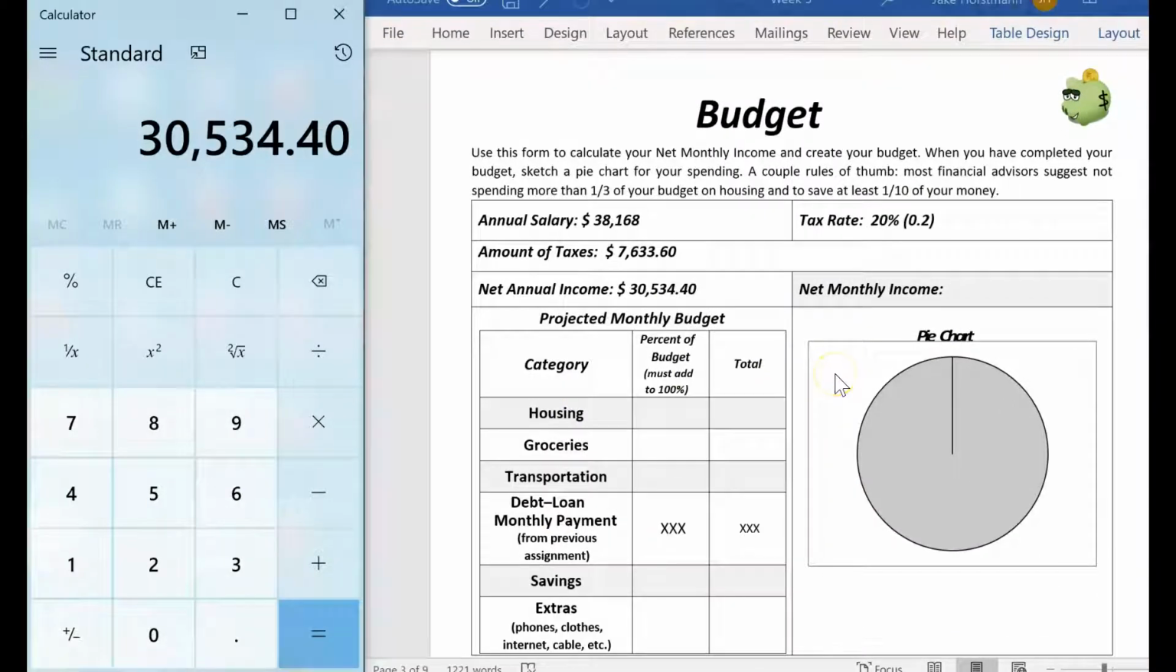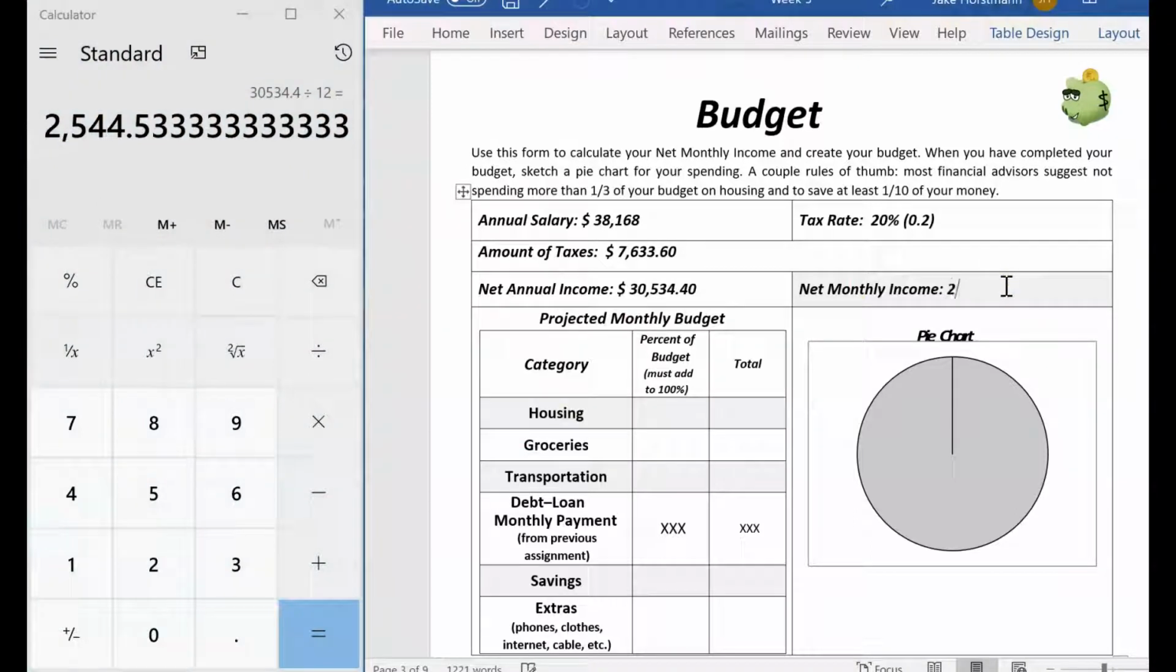Okay, so we're gonna have to calculate our net monthly income now. So if annual means year, and we want to see how much we have each month. So since there's 12 months in a year, we're gonna divide our net annual income by 12. And it looks like mine is $2,544.53. I'm going to round down because this is not greater than a 5, so I round down.